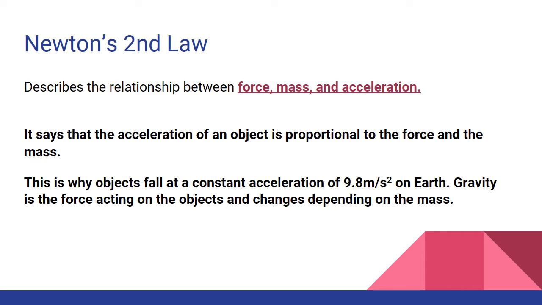Okay, so let's look at the second law. Newton's second law describes a relationship between force, mass, and acceleration. Specifically, it's saying that the acceleration of an object is proportional to the force and the mass of the object. And this is the reason why we have a constant acceleration of 9.8 meters per second squared on Earth. Gravity is a force acting on objects, and it's going to change just depending on their mass.